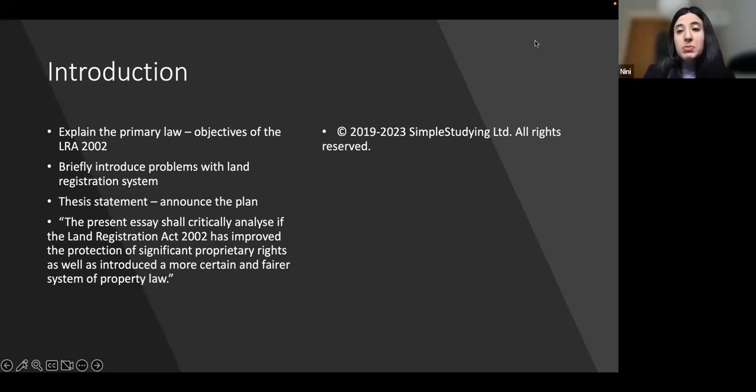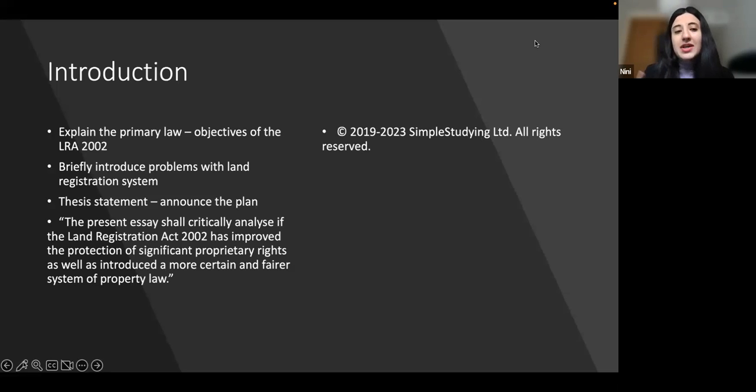Briefly introduce the problems with the land registration system. The question here is asking you to critically analyze whether or not this LRA 2002, the new system, is more fair, certain, etc. So you need to briefly explain what the problems with the land registration system are. Why was this LRA passed? What was it supposed to solve? What problems was it supposed to solve?